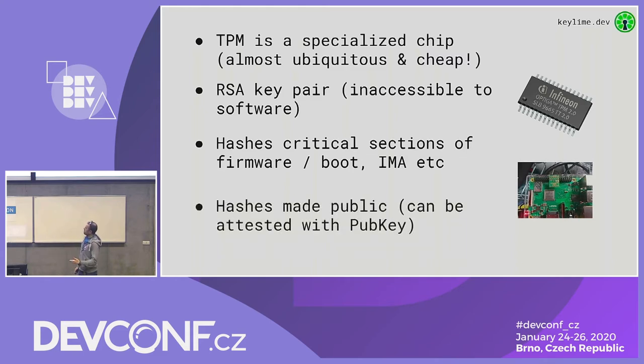So now these hashes can be made public, okay? It's a measurement list. And the measurement list is signed with this private counterpart, this RSA key. So the public key can be made available for you to attest that that measurement list has actually come from a real TPM and that nobody's tampered with it. And that's what allows this functional area that we call remote attestation, essentially. And that's one of the core pieces of functionality that Keylime relies upon.